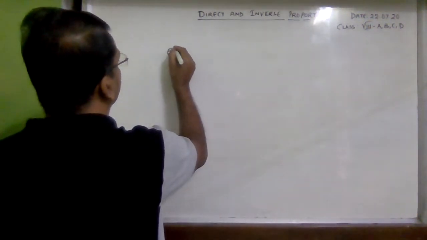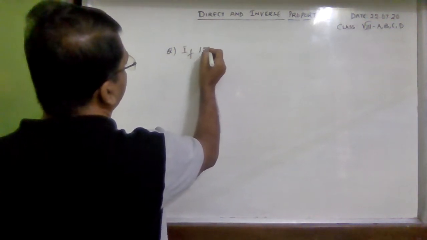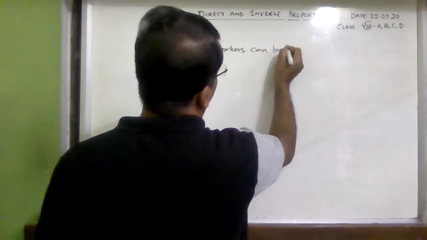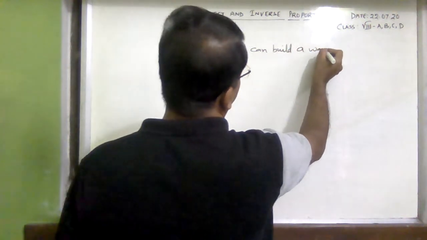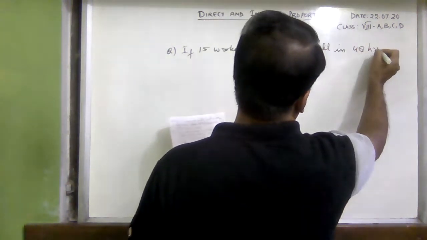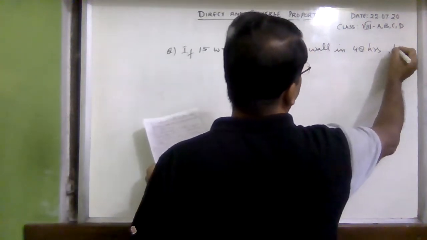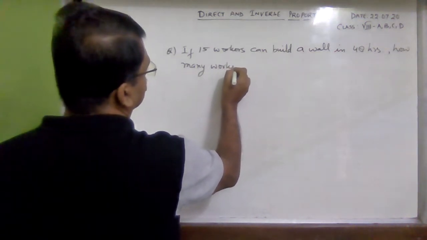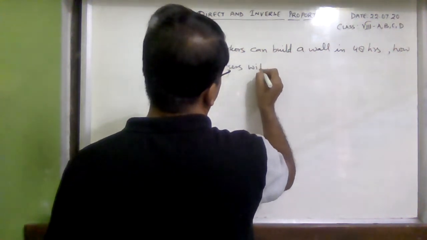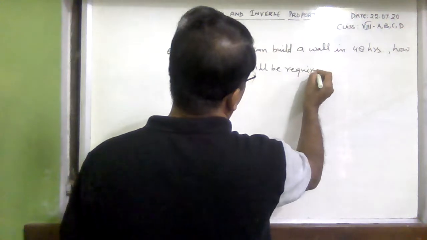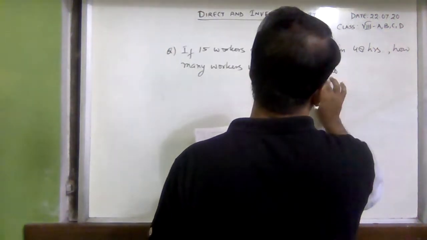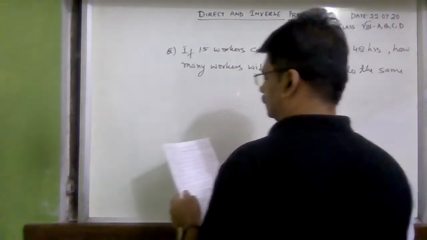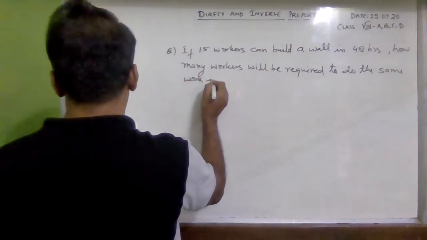Next question. If 15 workers can build a wall in 48 hours, how many workers will be required to do the same work in 30 hours.